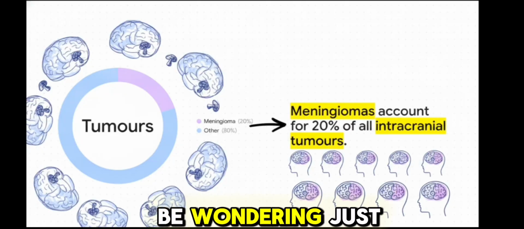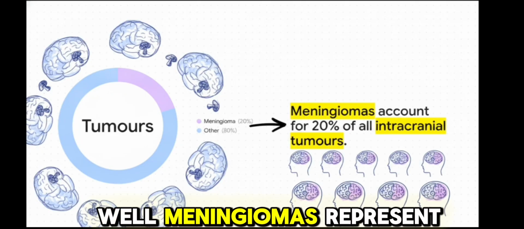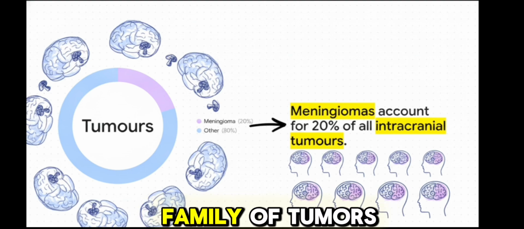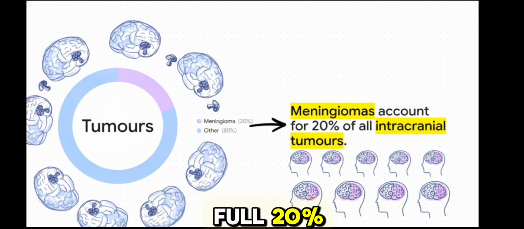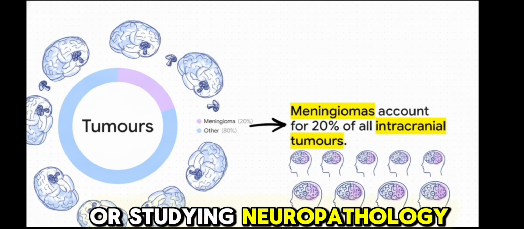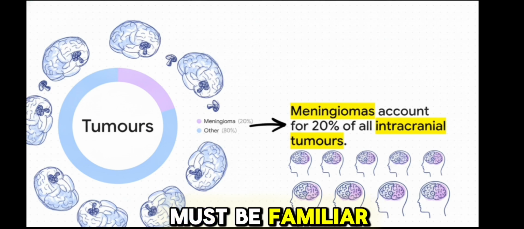Now, you might be wondering just how common these are. Well, meningiomas represent a massive portion of neuro-oncology. In fact, this family of tumors accounts for a full 20%, literally 1 in 5 of all intracranial tumors. When you're looking at brain imaging or studying neuropathology, this is a topic you simply must be familiar with.